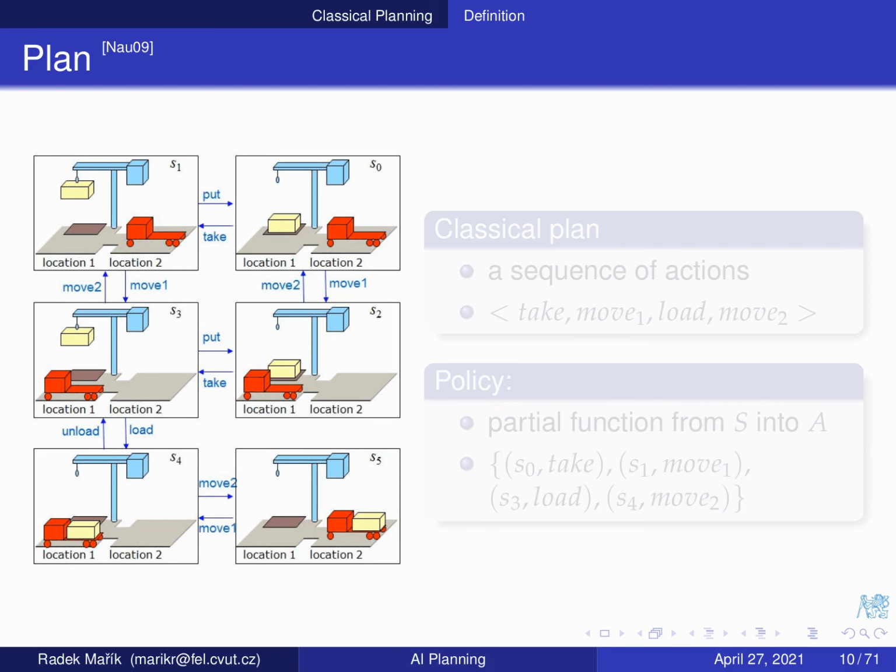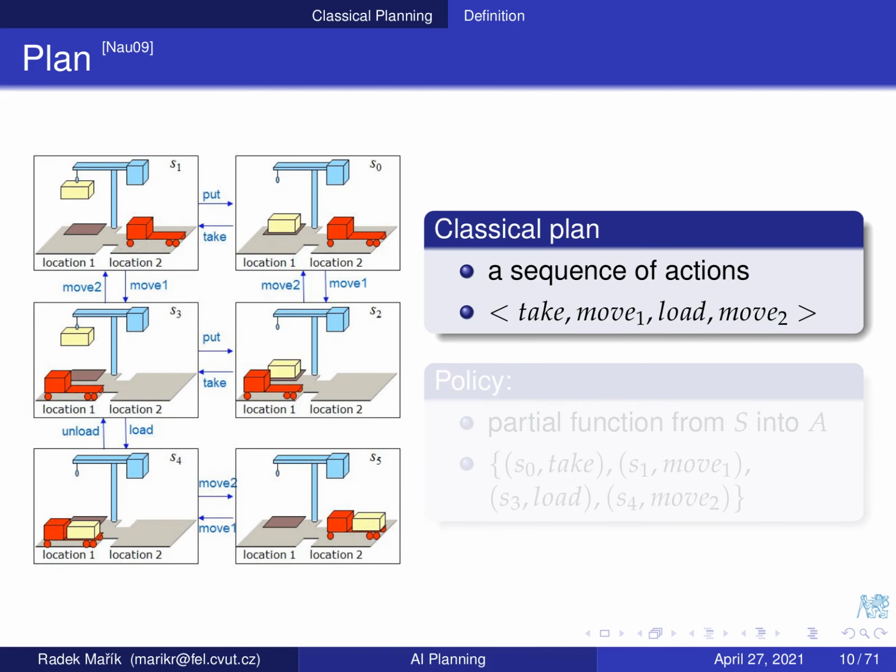And the sequence can take several representations. The first one is a classical plan. It basically means that you try to create a sequence of actions. And as I described, it can be just that: take, move one, load, and move two to reach S5 from S0. However, the plan can be represented also as a policy.